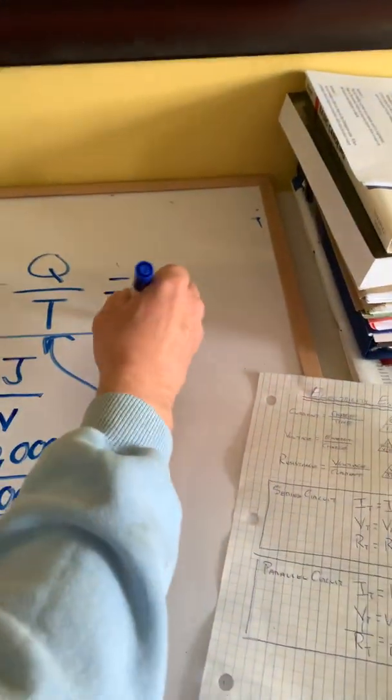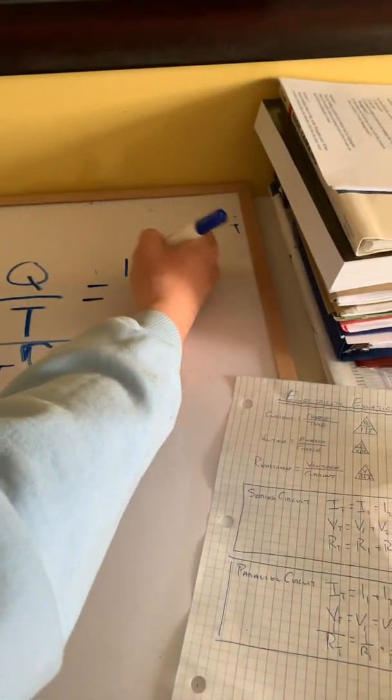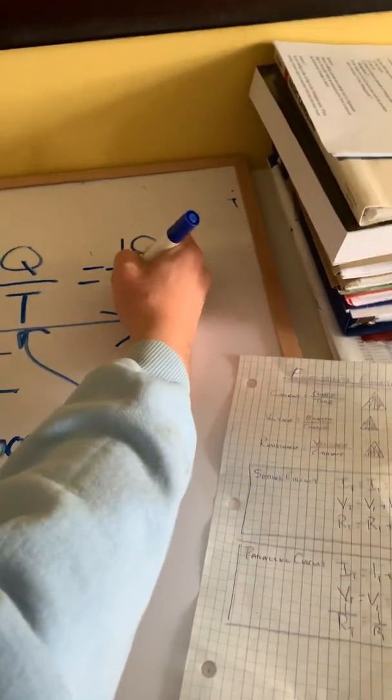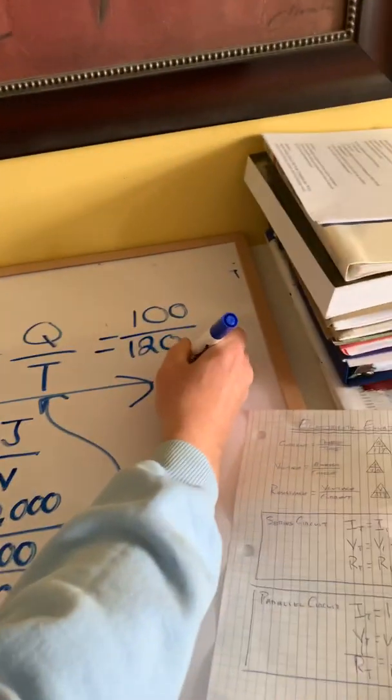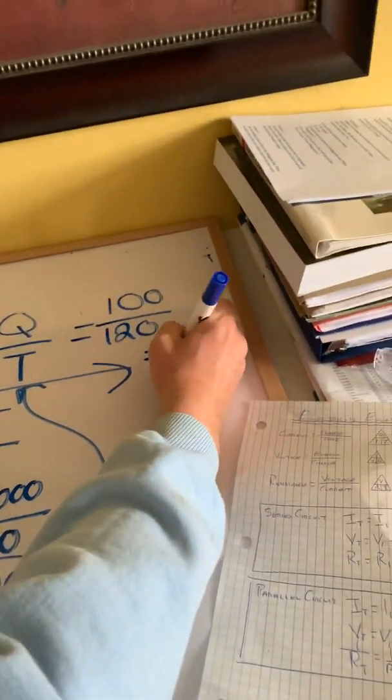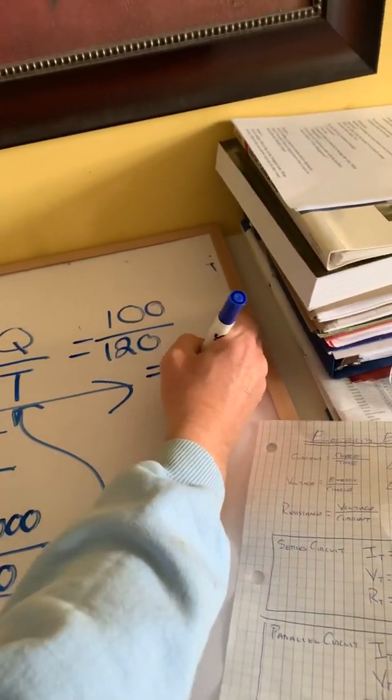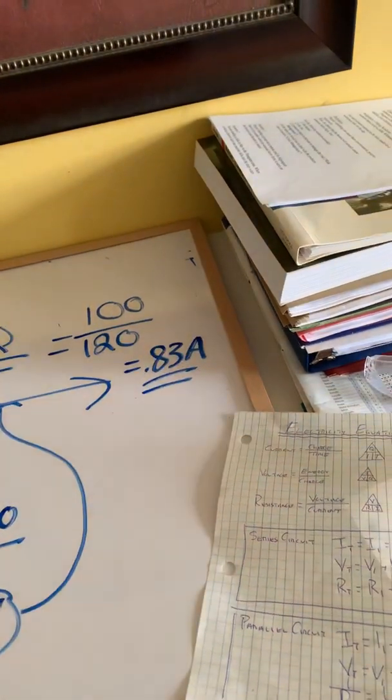Now we can take that and throw it in there, right? So moving this way now, we've got our 100 over our 120. Sorry, I'm running out of room here. We know that's a little less than 1. In fact, it's 0.83 amps. Okay, so that's your final answer.